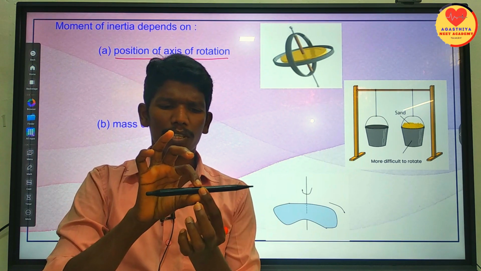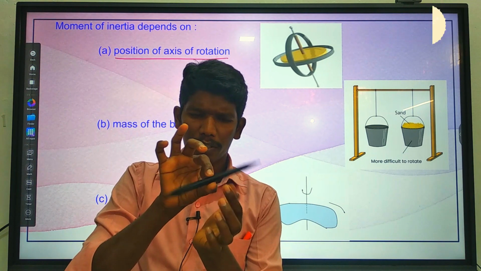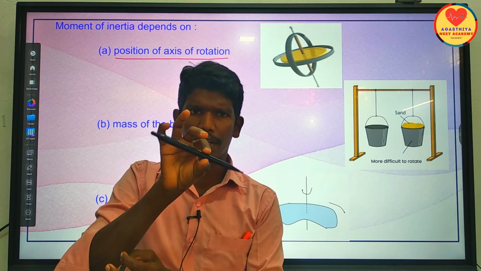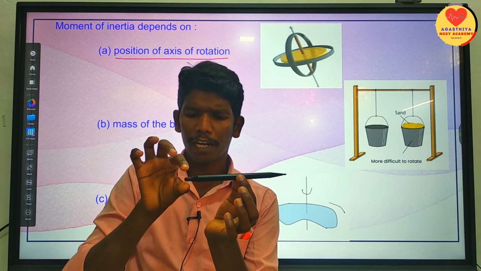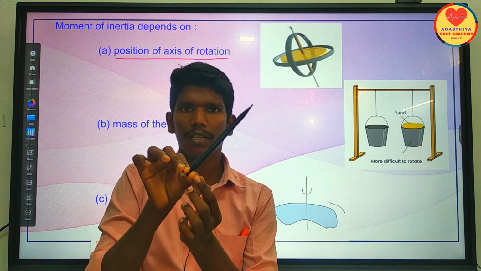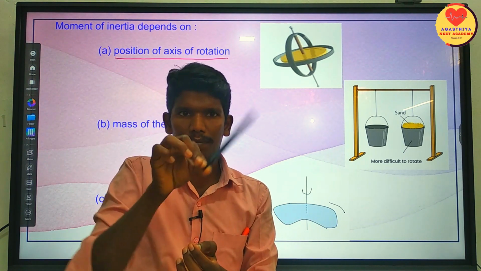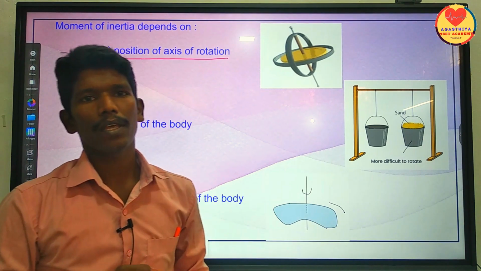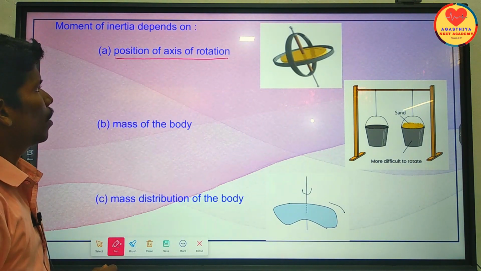If I rotate it about its center, it has some rotational inertia. Now I am going to rotate about one end of this object. This end goes in a big circle. So where I rotate it is what matters. Only the axis of rotation matters. That is the first point, position of the axis of rotation.